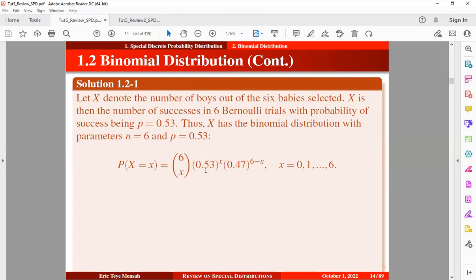This 0.53 is the probability of recording a male birth in the hospital, and this is the probability of not recording a male birth, which is equal to 1 minus this. Then we want to find the probability that two of the babies selected are boys. So we have 6 choose 2, times the probability of success raised to the power 2, and the probability of failure raised to the power 6 minus 2, which gives us 4. Once you compute this, you obtain this. This basically means that if you pick 6 babies, the probability that 2 of them are boys is approximately 21%, which is quite low.